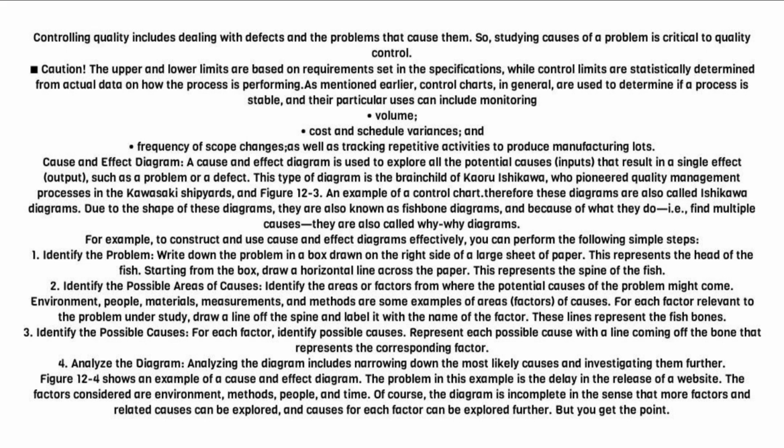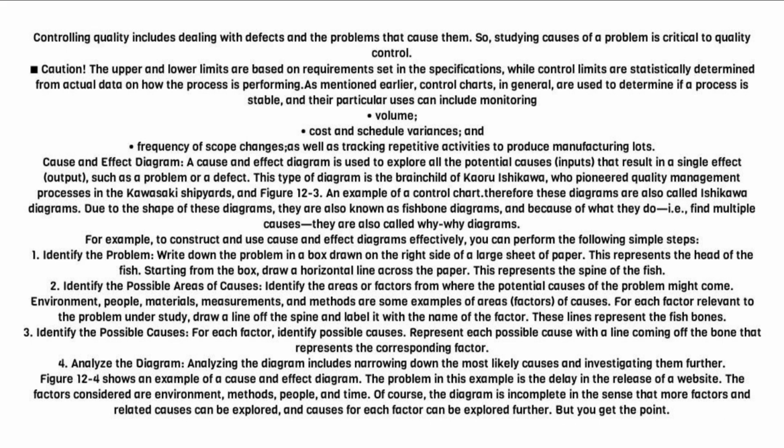2. Identify the possible areas of causes. Identify the areas or factors from where the potential causes of the problem might come. Environment, people, materials, measurements, and methods are some examples of areas, factors, of causes. For each factor relevant to the problem under study, draw a line off the spine and label it with the name of the factor. These lines represent the fish bones.